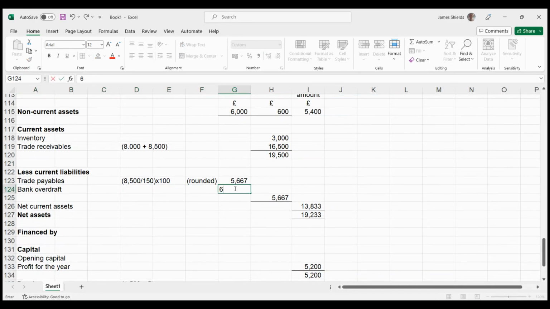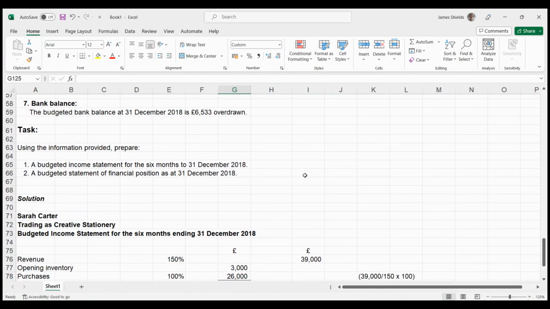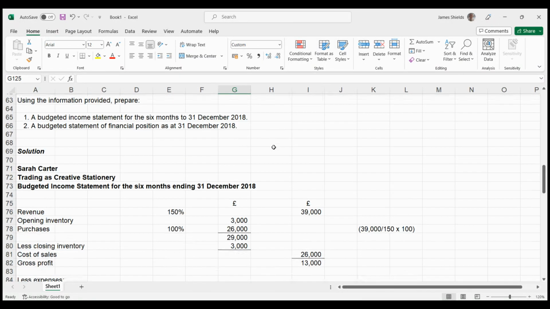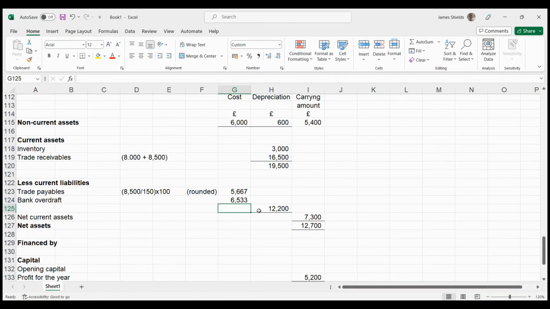So it's 6533. So let me just check I've got the right figure. So 6533. There we go, 6533. So we're all okay now. So now our total current liabilities is the trade payables of 5667 plus the bank overdraft of 6533 gives us a total current liabilities of 12,200.